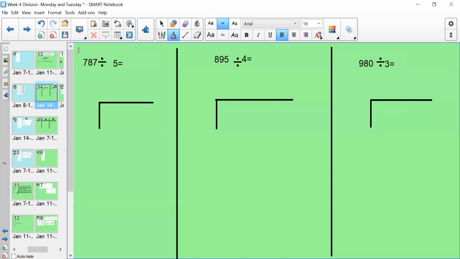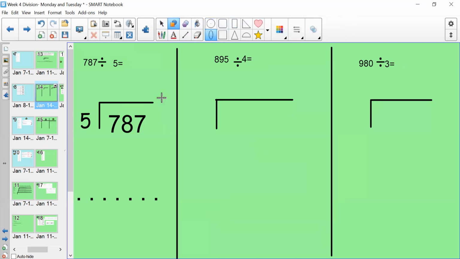Okay, great. So if we just focus on the first one, we've got 5 and 787. Okay, so 5 into the hundreds column, so 5 into 7. We can again also, if we'd like to use this method of dots, 1, 2, 3, 4, 5, 6, 7. And then I can circle 5. So I can see that 5 goes into 7 once.